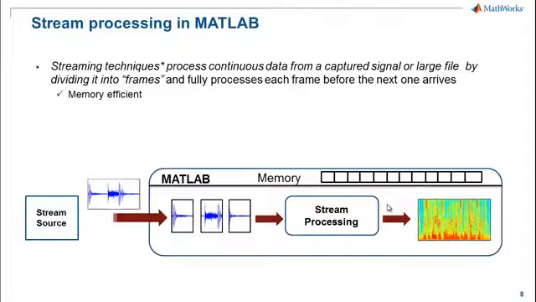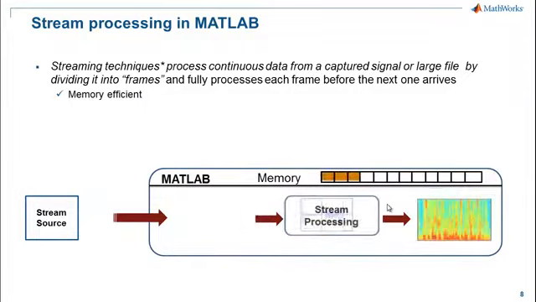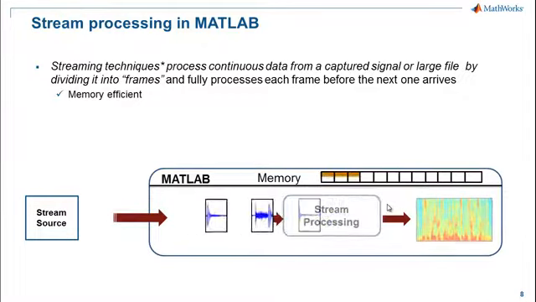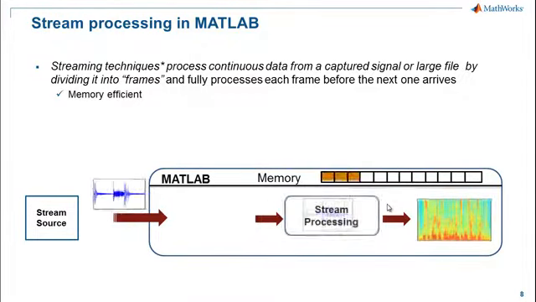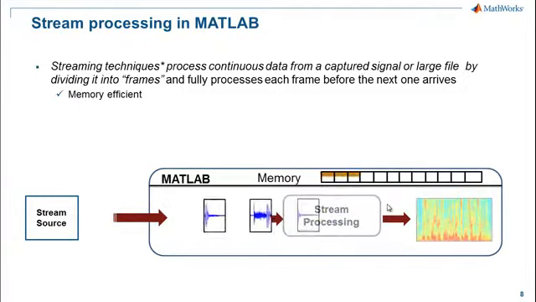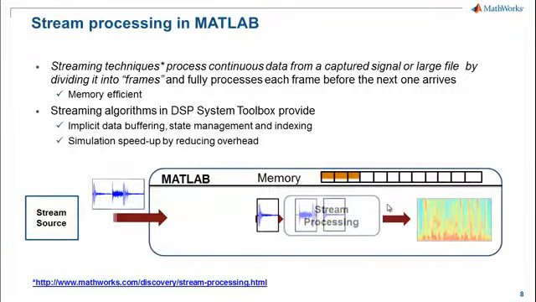Let us run this animation, which will illustrate the streaming techniques. As you can see, the streaming data from the stream source is divided into frames and processed one at a time. The DSP System Toolbox provides implicit data buffering, state management, and indexing, which help in speeding up the simulation by reducing the overhead. If you want to learn more about stream processing in MATLAB, please visit the link below that discusses stream processing in detail.